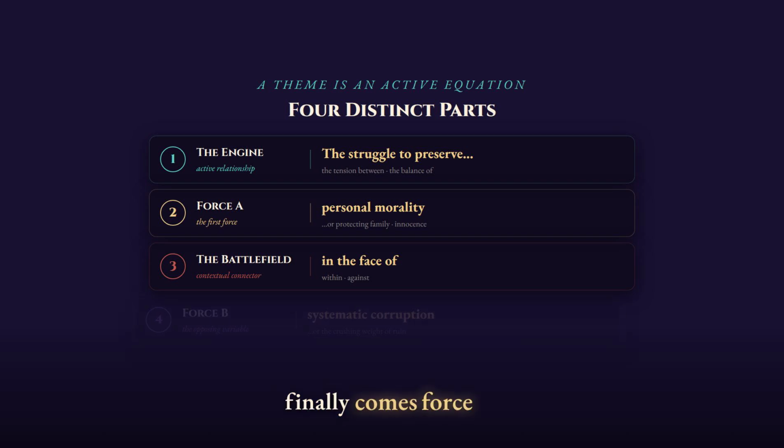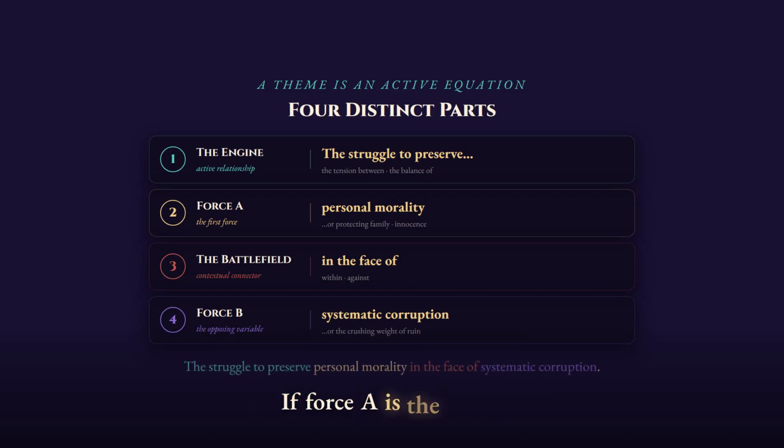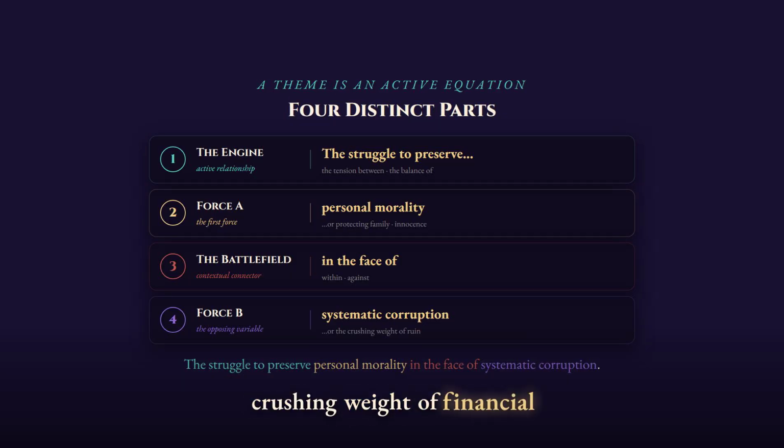And finally comes force B, or the opposing variable. You introduce the opposition. Just like force A, this cannot be a generic evil. It must be a specific, formidable counterweight to force A. If force A is personal morality, force B could be systematic corruption. If force A is the desire to protect one's family, force B could be the crushing weight of financial ruin.